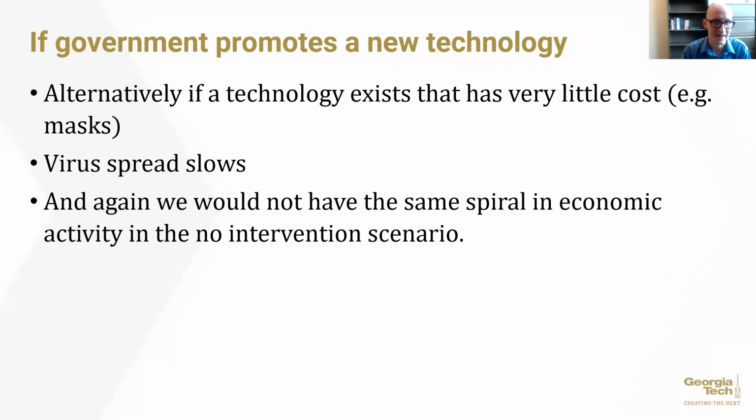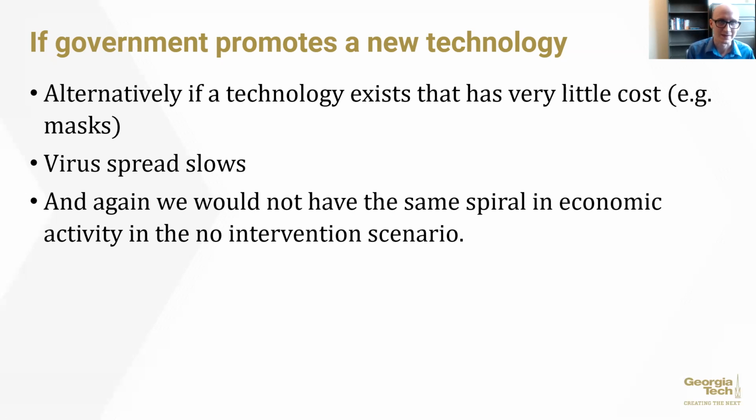The other thing is that the government could promote a new technology, for example, masks, that slows the spread of the virus without severely restricting economic activity. And that way we still wouldn't have that same spiral we saw in the first scenario from the spread of the virus that causes economic activity to be curtailed. So that's the theoretical argument for what's happening with the economics of the virus.